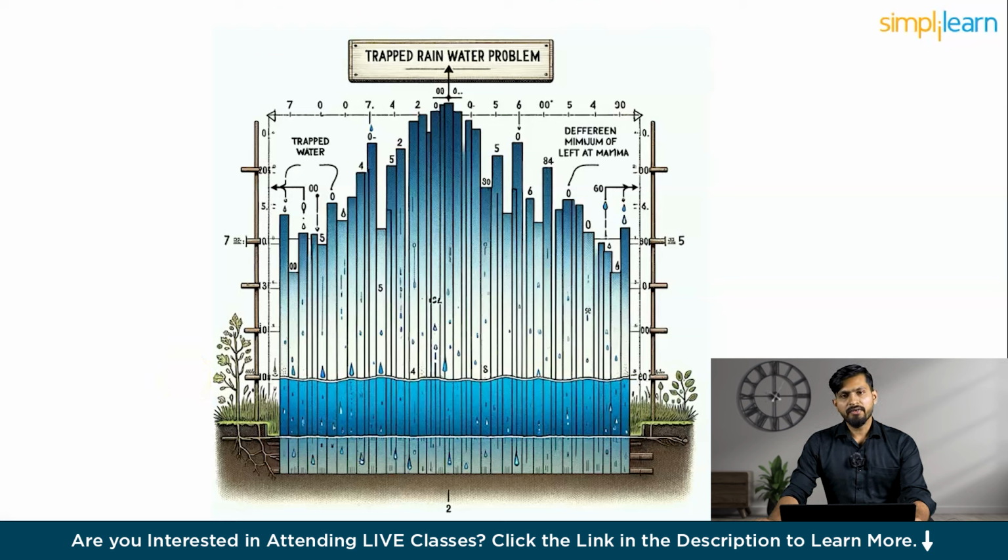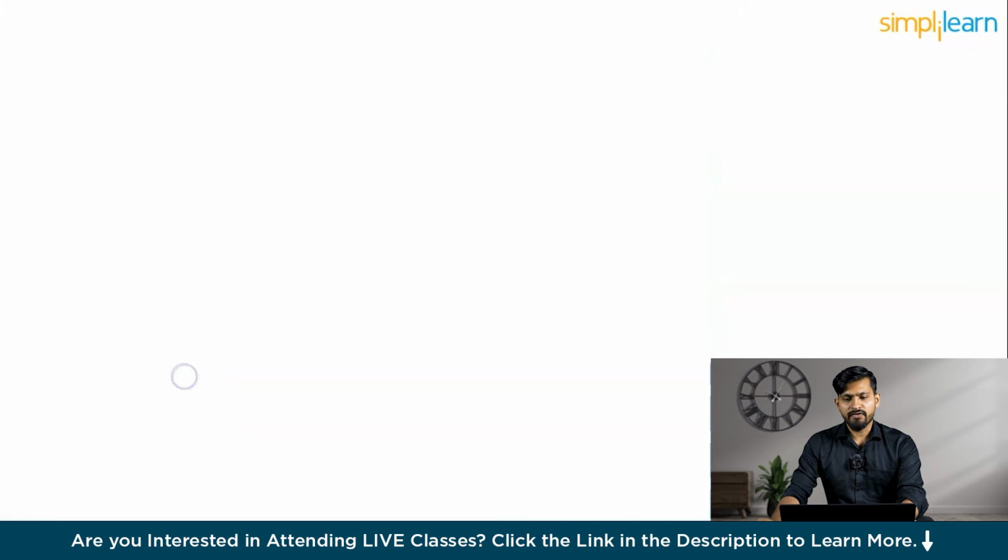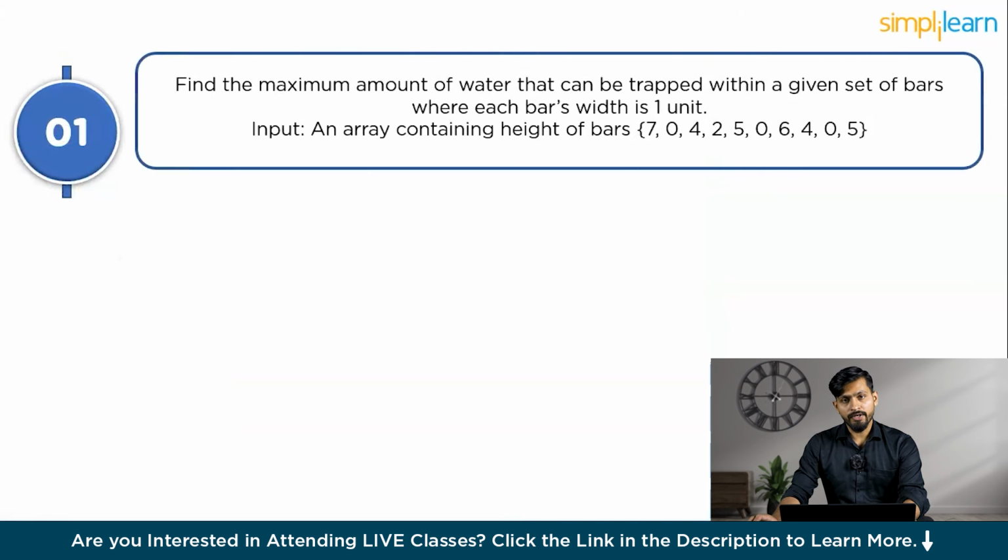That is trapping rainwater problem. The trapping rainwater problem is a classic example that illustrates how to effectively use the two-pointer technique to solve a problem with both time and space efficiency. Now, what is the given question? So guys, the given question is to find the maximum amount of water that can be trapped within a given set of bars where each bar's width is 1 unit.